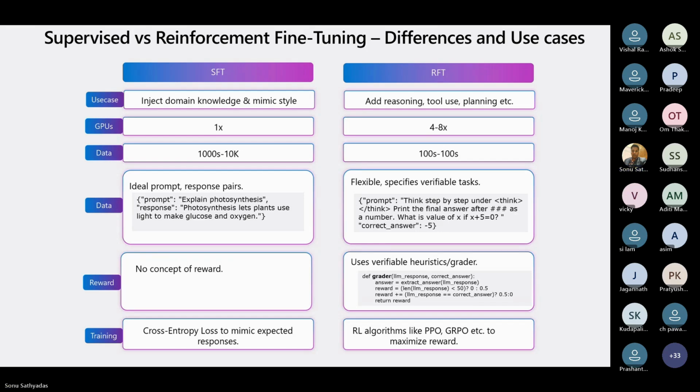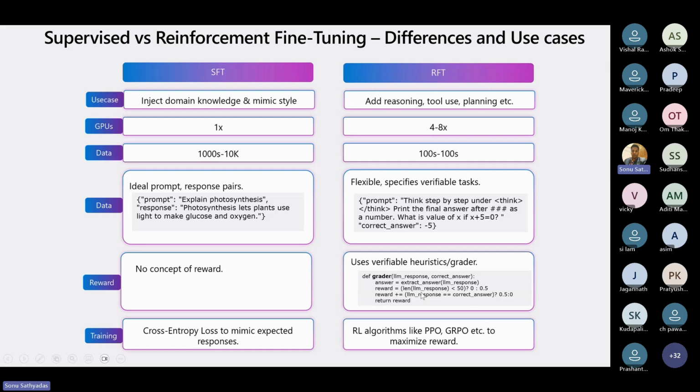Okay. But the data format is also different. As I showed you, supervised fine tuning is just a question and answer only. But in reinforcement fine tuning, there will be a reward concept included. The reward concept is not there in supervised fine tuning, but in reinforcement fine tuning, it uses a grader function. So based on the answer generated, it will give a reward point.